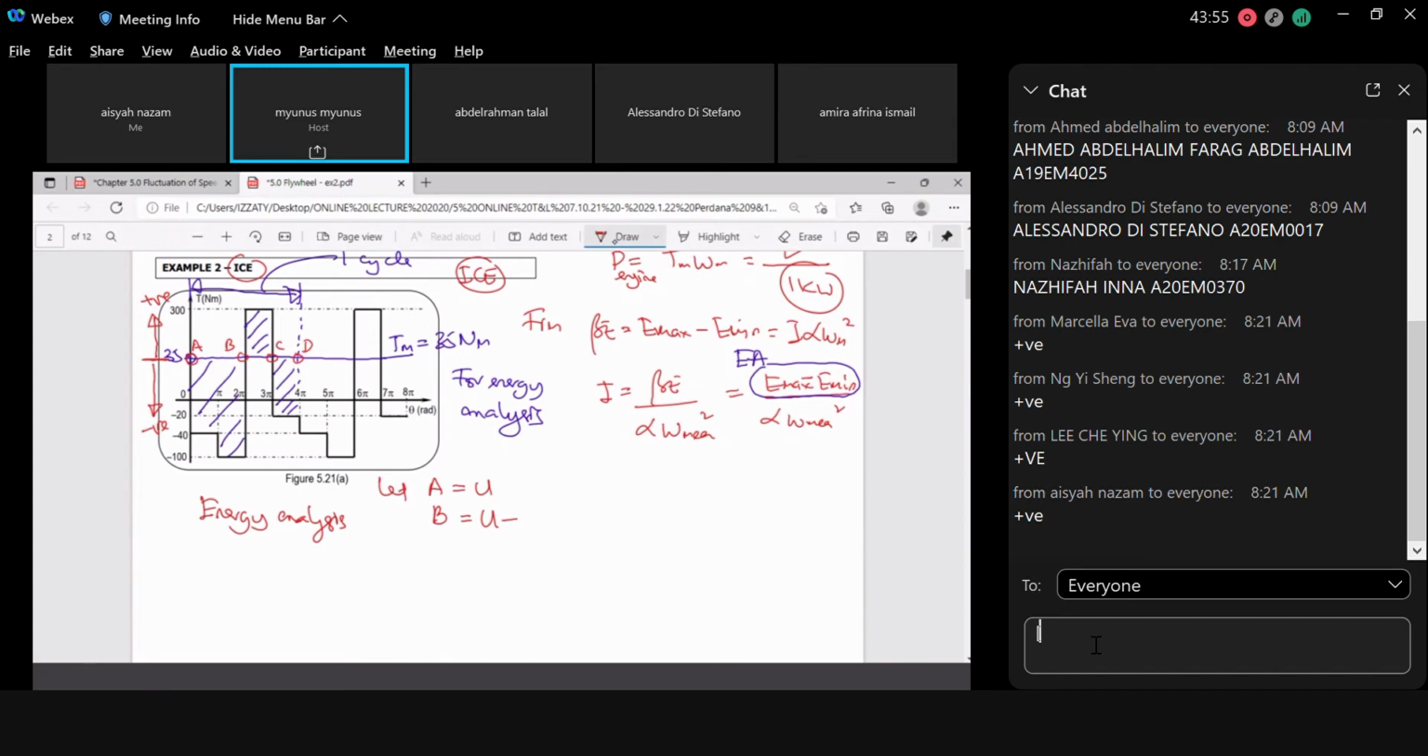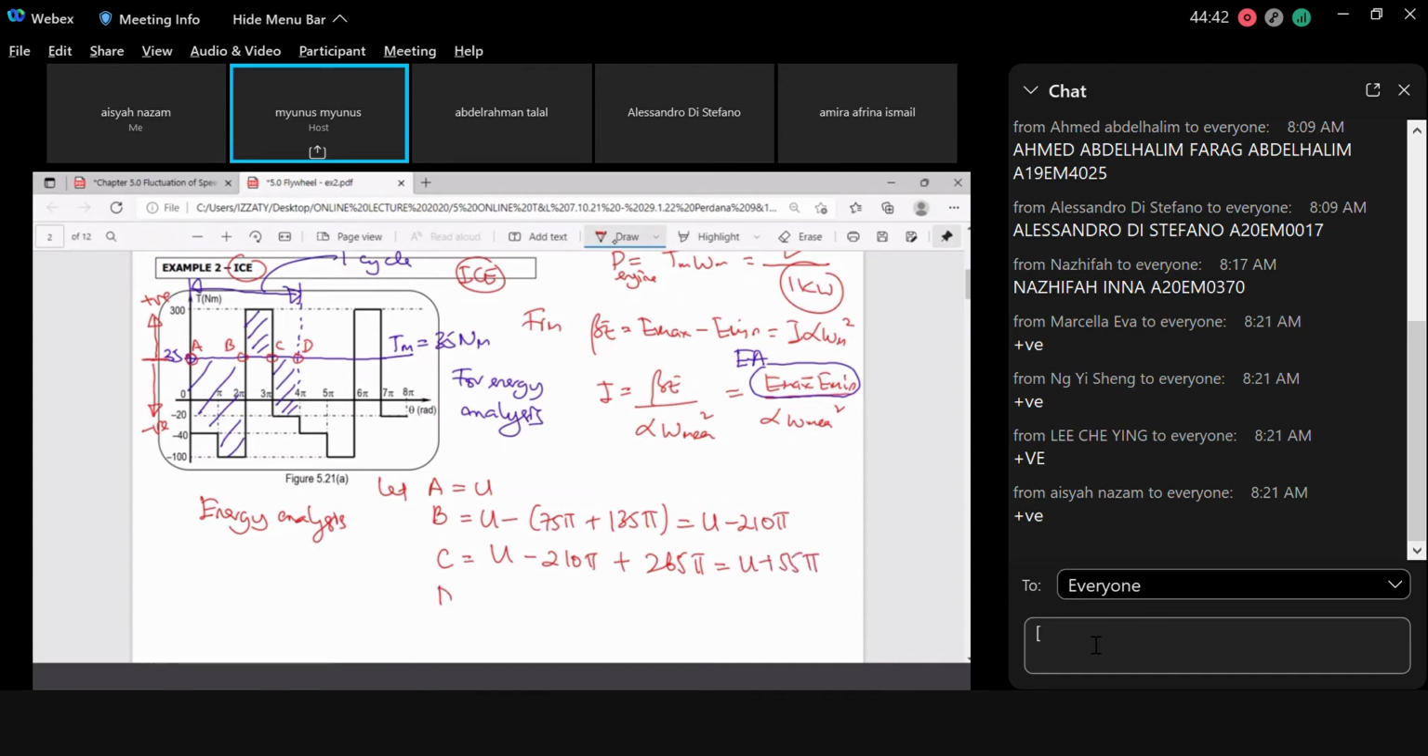If you calculate this, you will have the following. The first portion is 35 by 40, which is 70 pi, plus the second portion, 135 pi. You simplify this and that will give you U minus 210 pi. Then you go next to C. It is equal to U minus 210 pi plus 300 minus 35, which is 265 pi. This is simple mathematics. It will give you U plus 55 pi.